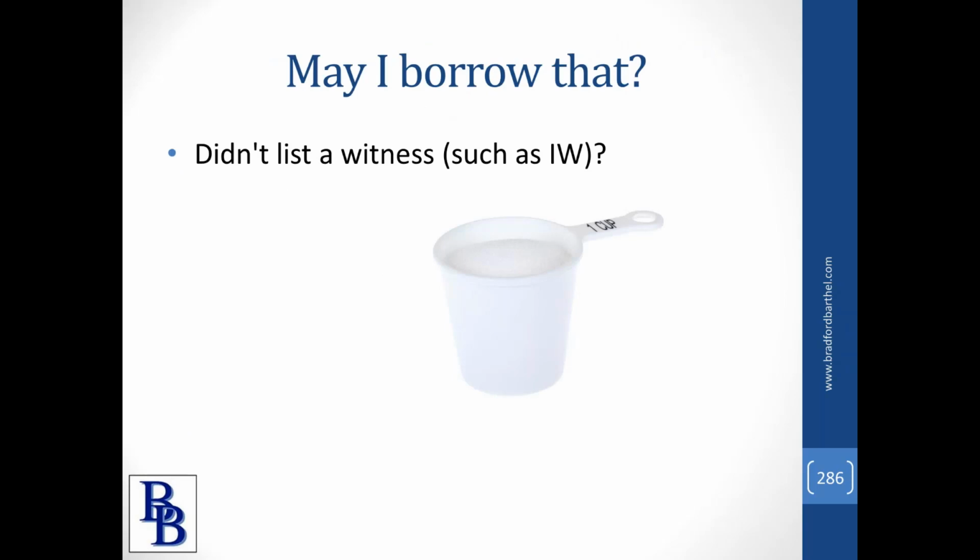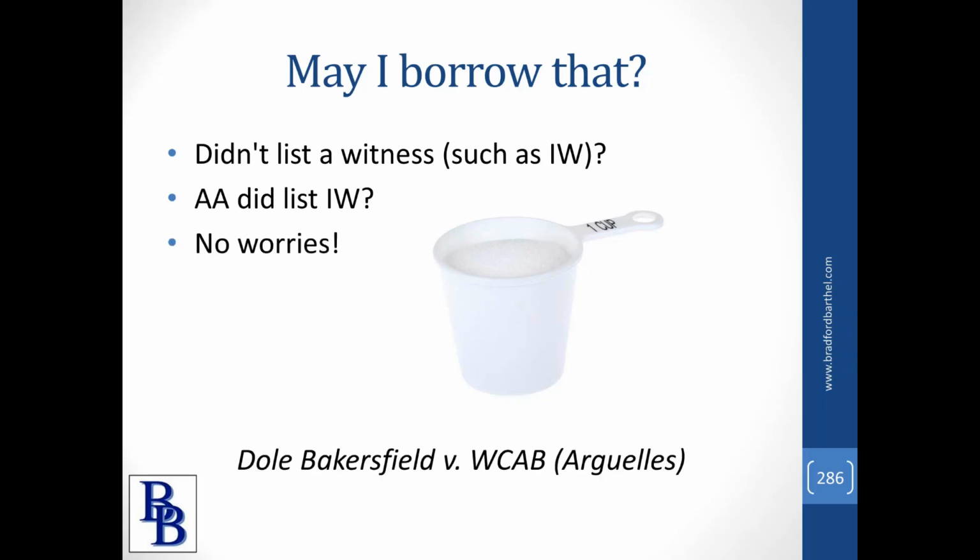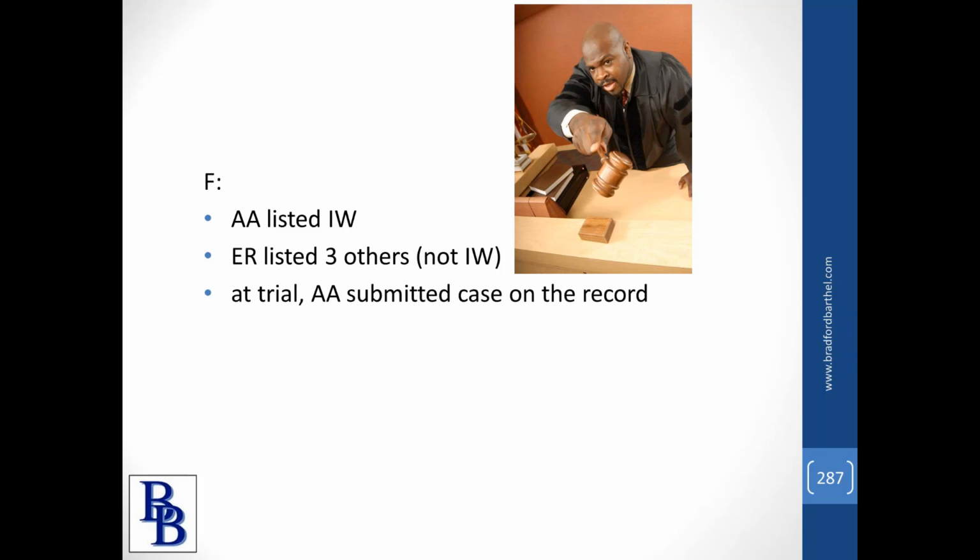Can I borrow that witness? Let's say you didn't identify Joe Blow as your witness, but applicant's counsel did list Joe Blow as a witness. No worries. You can use any witness that's listed by applicant's counsel and vice versa. Fact pattern: applicant's attorney listed the applicant. The employer listed 3 other witnesses, although not the applicant. At trial, applicant's counsel said, okay, you haven't listed my client. I've got all the records. I don't want you cross-examining my witness. So I'm just going to submit this case on the record and I'm not going to offer any testimony.